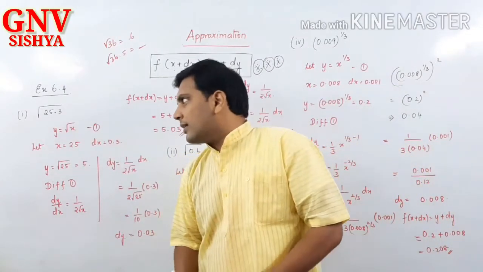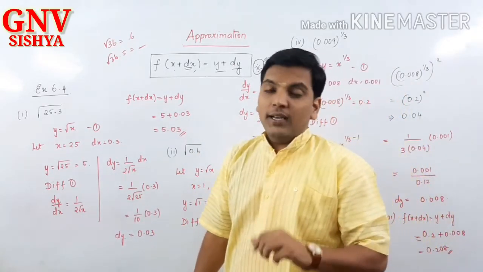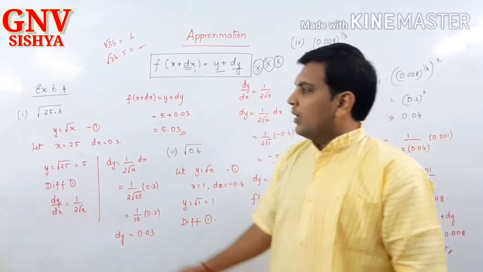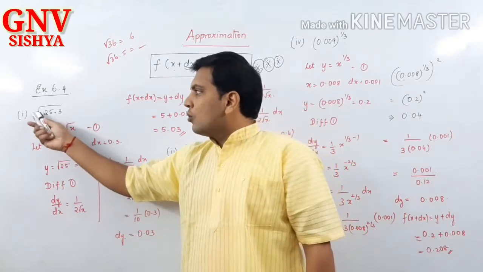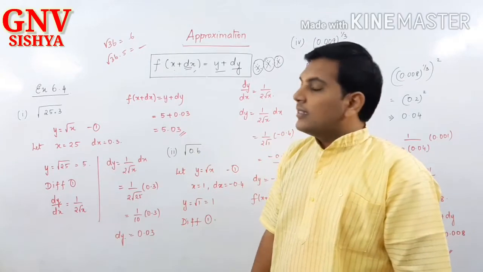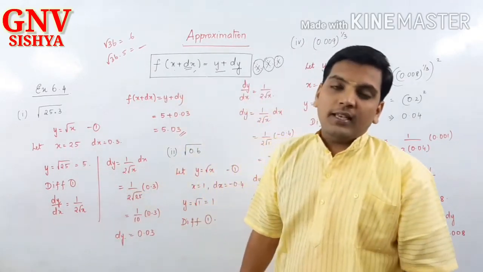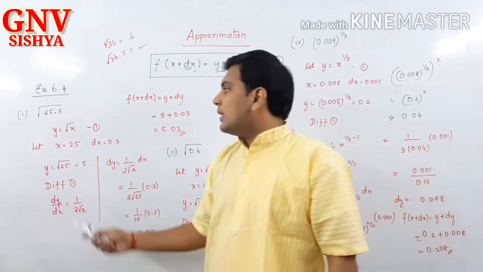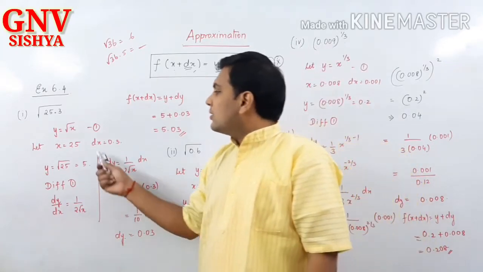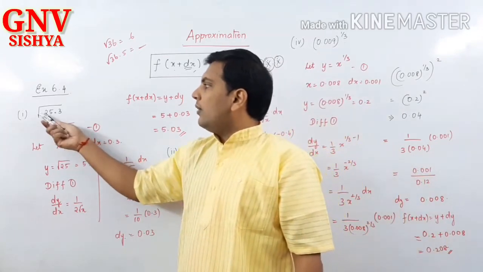Exercise 6.4, sum number 1. Root of 25.3. If it is root 25, we will directly say the answer is 5. But here they have said root of 25.3. So what I am going to do is, I am considering the term inside the root as x. Since it is a square root, the x value should be a perfect square. What is a perfect square? 25. And dx will be a small increment. That small increment is 0.3, sorry, 0.03.